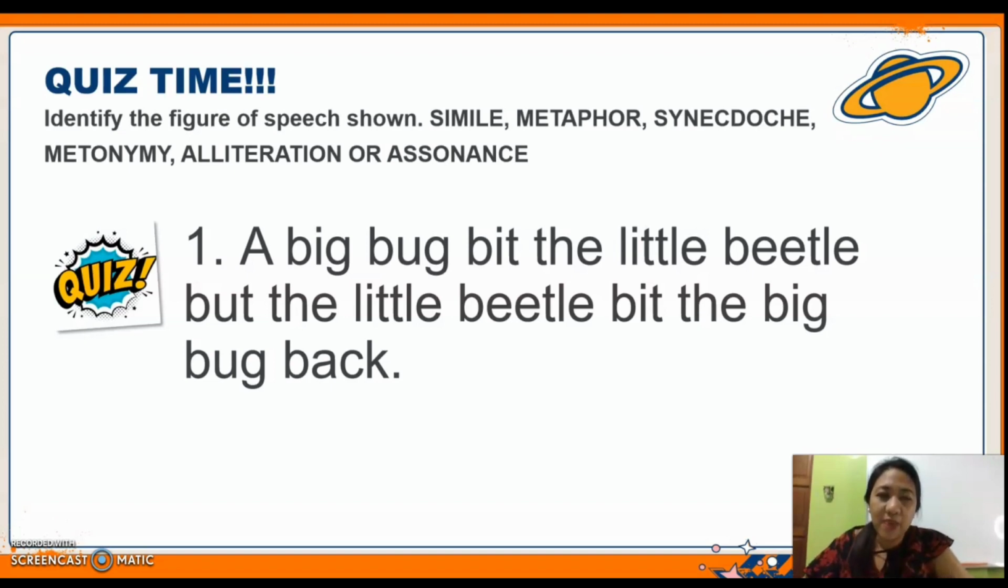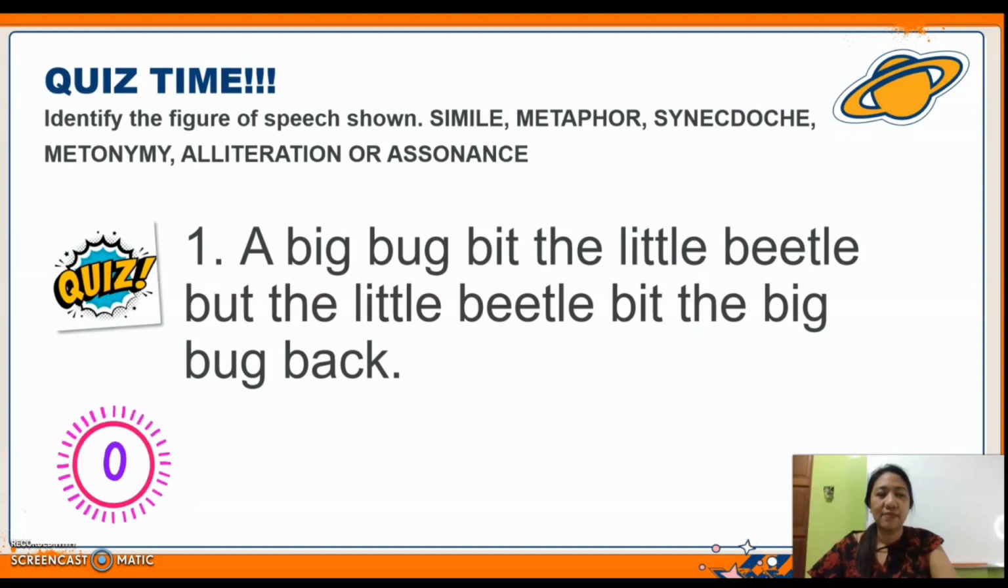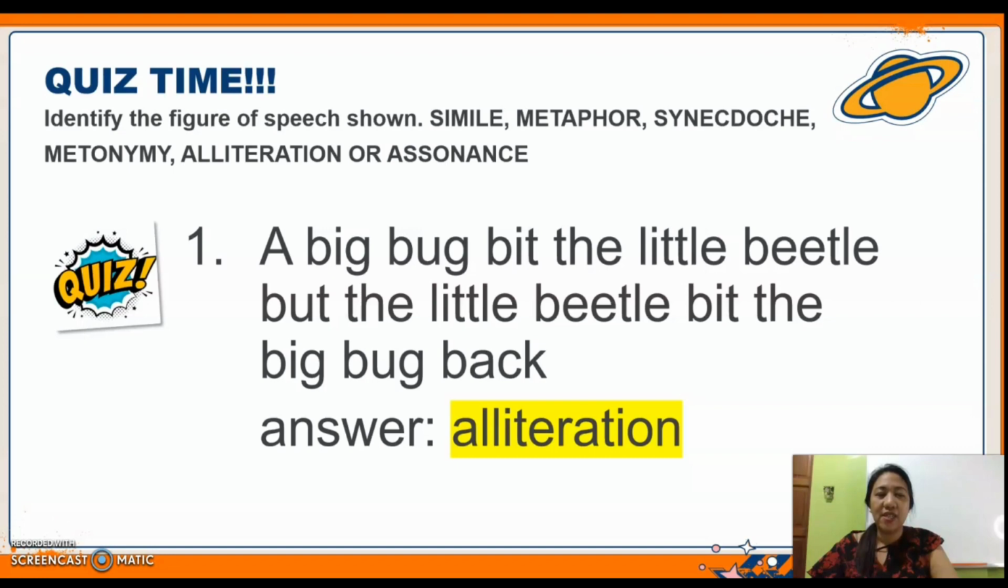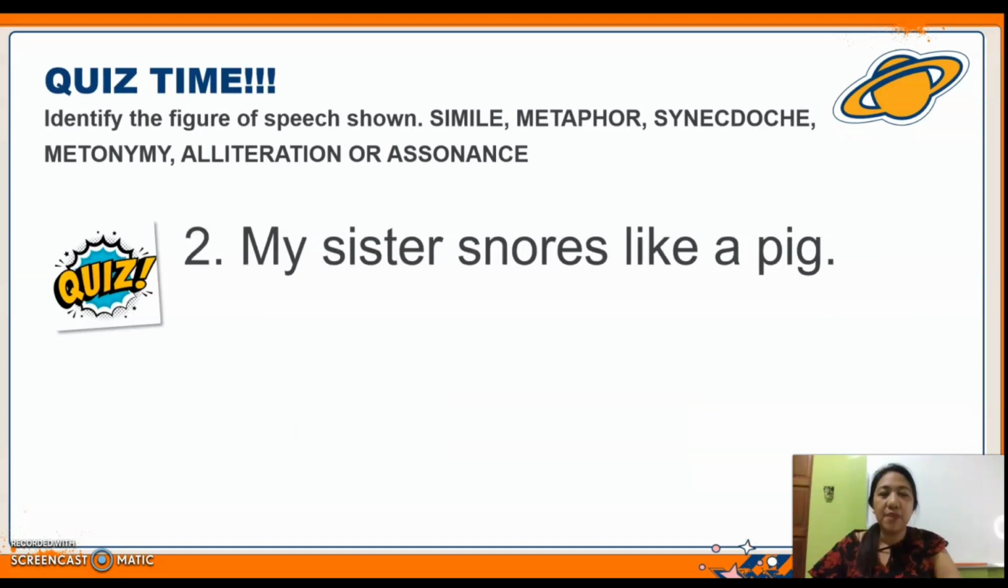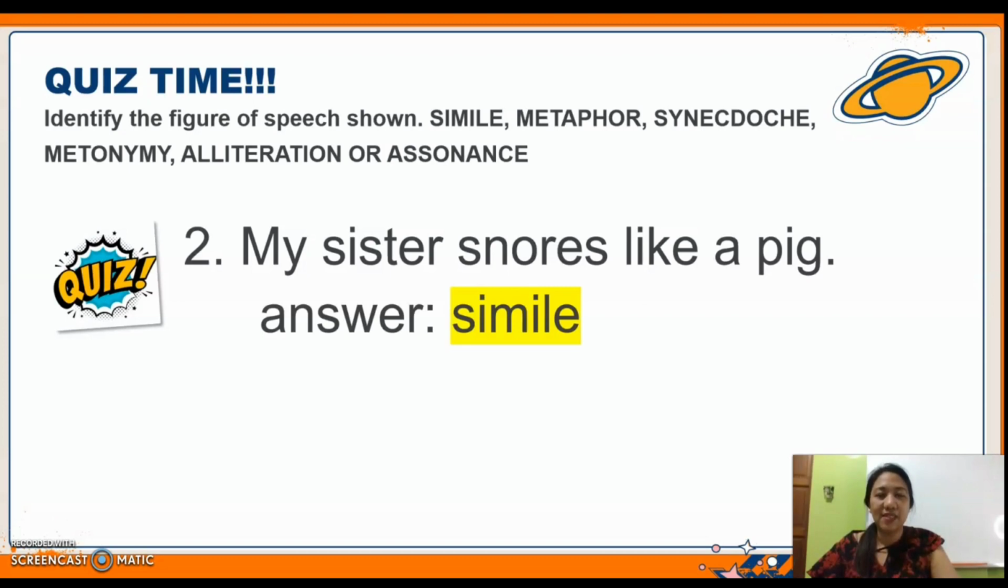Number 1. A big bug bit the little beetle, but the little beetle bit the big bug back. 5 seconds. Answer is alliteration. It's the repetition of the consonant B. Number 2. My sister snores like a pig. Wow. 5 seconds. Answer? Yes, simile. It's the use of the comparison word like.